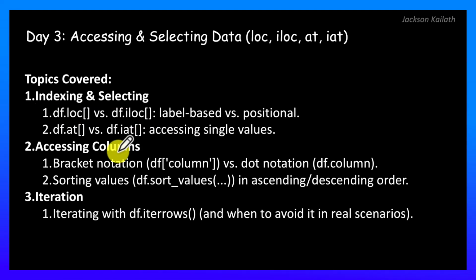Okay, and then we will take a look at accessing columns. We will learn about using the bracket notation for accessing columns as well as the dot notation. After that, we'll take a look at sorting values in both ascending and descending orders. Finally, we will also talk about iterating through rows in a data frame using the .iterrows function.